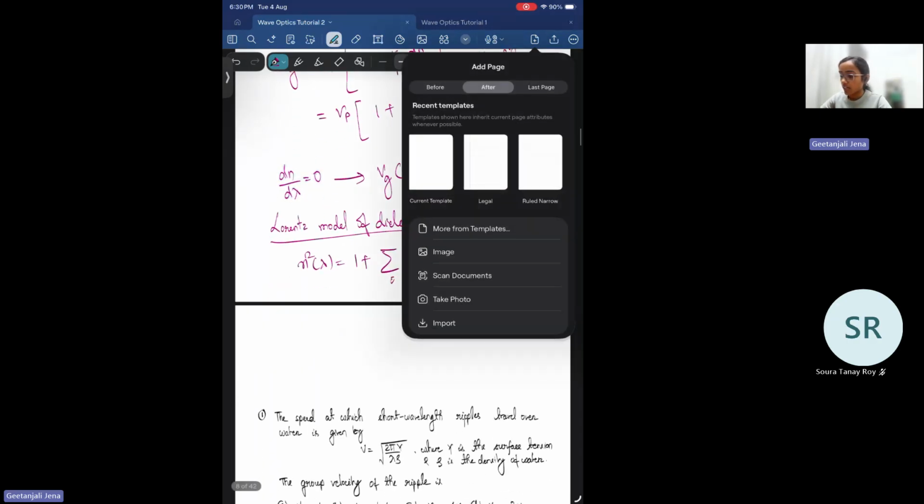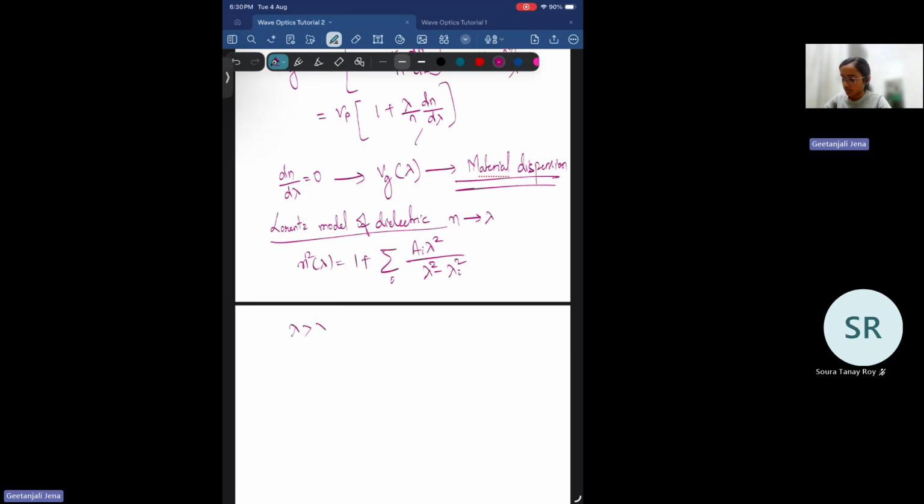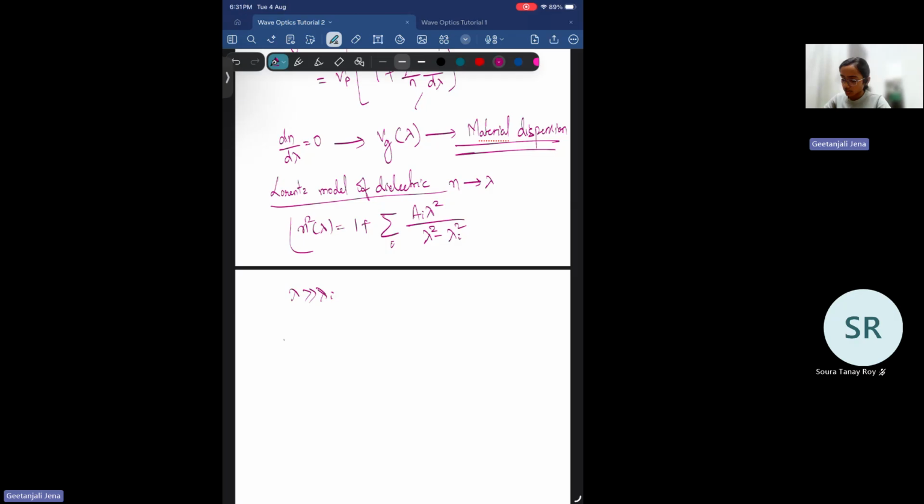If you consider a situation where lambda is much, much greater than the resonance, so we are not in a region where lambda is close to the resonance, where the refractive index varies rapidly, but far from it, then this equation simplifies to Cauchy's equation, which is A plus B by lambda squared plus C by lambda to the power 4. Graphically, this is how the refractive index depends on the wavelength.